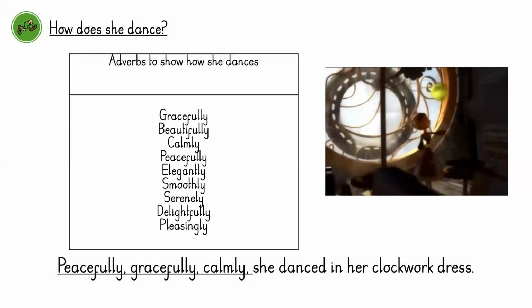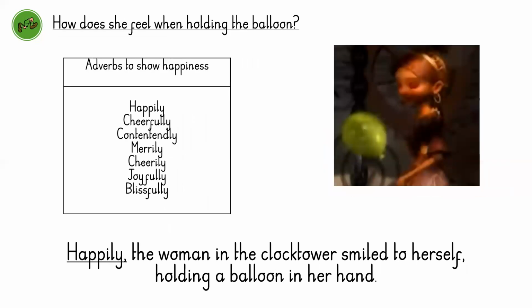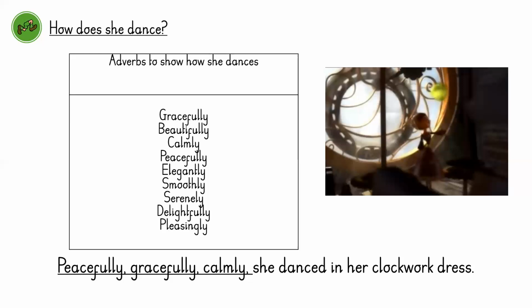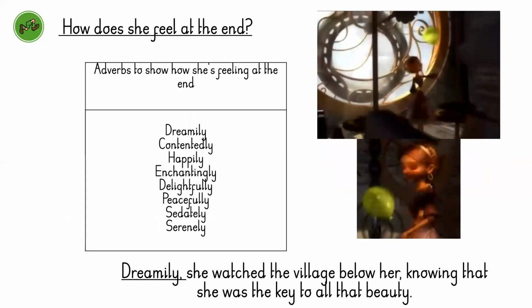Okay, so sentence 1, you're using your adverb to show happiness. Sentence 2, you're going to use 3 adverbs to show really clearly how she is dancing and show that in a positive way. Okay, and then your final sentence of your text is how does she feel right at the end. Okay, now this is more up to you.